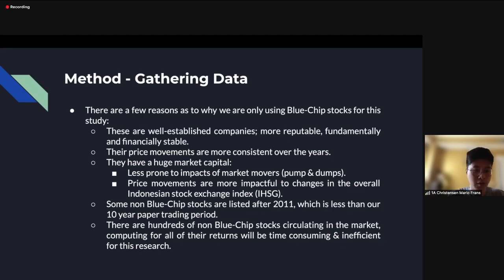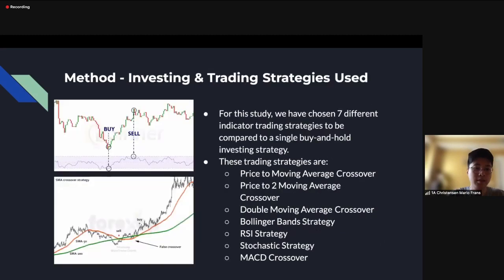Next, what is our method? What are the strategies that we're using? First of all, for this study, we have chosen 7 different indicator trading strategies compared to a single buy and hold investing strategy. And as you can see here, these are the trading strategies that we're using.